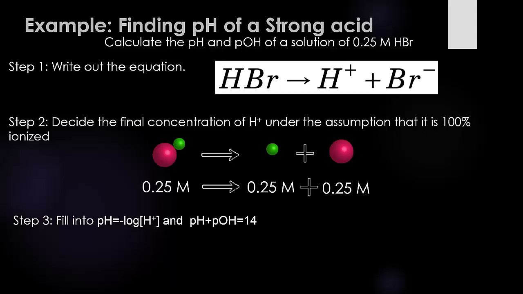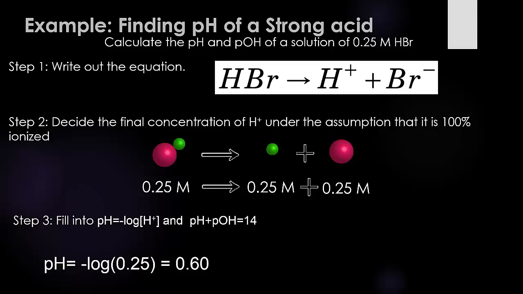Since we have 0.25 molar of HBr to begin with, and all of it is converted into H+ and Br-, we will end up with 0.25 molar H+ and 0.25 molar Br-. We don't need to do anything with the Br- since it's not affecting the pH, but we do need to use the 0.25 molar H+. From here, we will take the negative log of the H+ concentration, giving us a pH of 0.6. This makes sense because it's lower than 7 and we added an acid in.